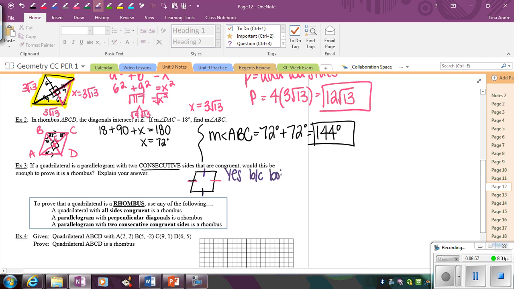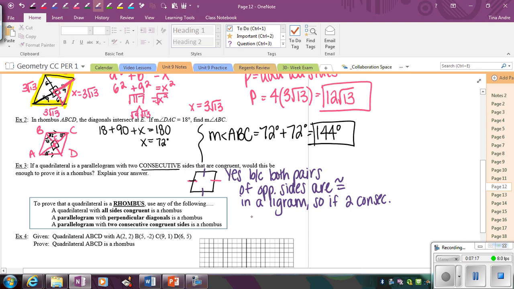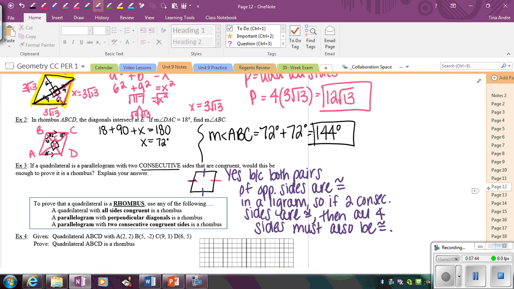because both pairs of opposite sides are congruent in a parallelogram. So if two consecutive sides are congruent, then all four sides must also be congruent. And if that didn't make sense, think of it with numbers. If these two sides were both 5, well, opposite sides are congruent, so those two sides are 5. These two sides are 5, therefore all four are equal to 5, making it a rhombus.